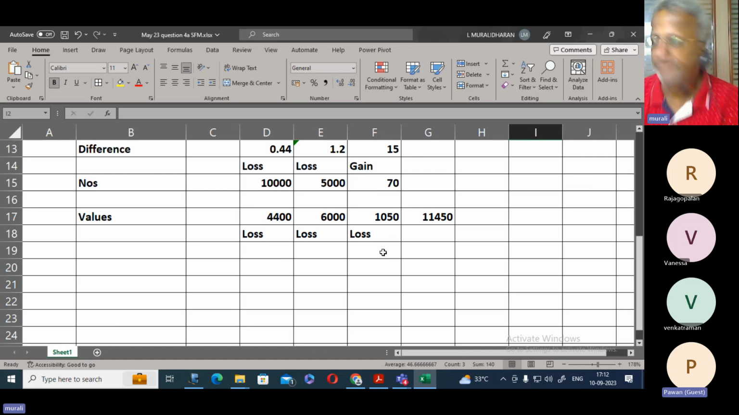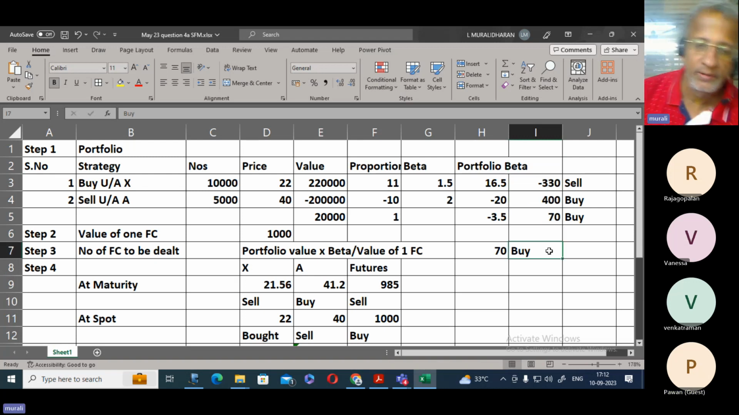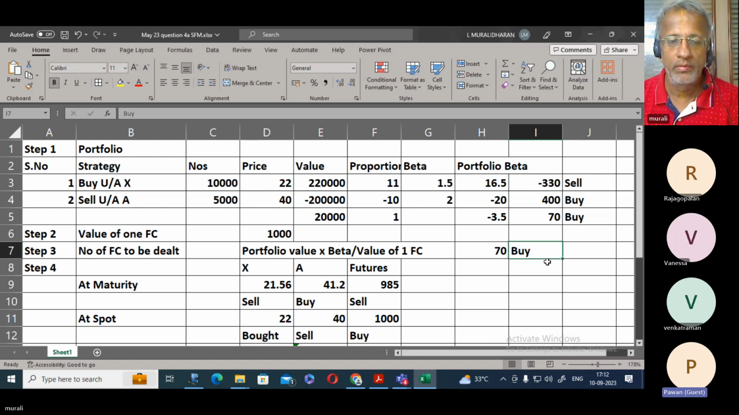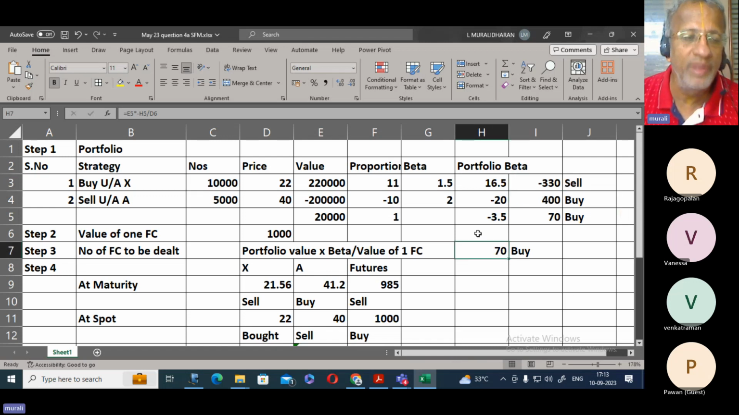Are you clear? Yes, but for the past 2 minutes I was not able to listen. Can you please repeat, sir? From which portion onwards? Sir, we saw that in the institute study material it was 11,450. How did we arrive at that? 11,450 is arrived at in this fashion. How many contracts are we expected to sell and buy when you do it separately? We were having a debate as to whether 70 is sell or 70 is buy. When we have done it separately, we got 330 sell and 400 buy, resulting in 70 buy. And we have just done it in a different way also.